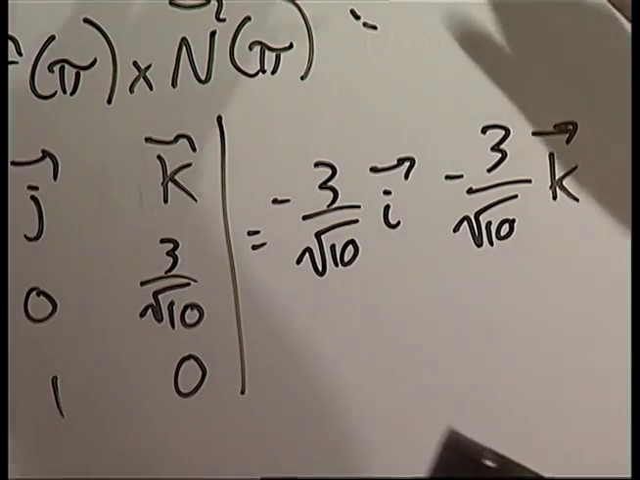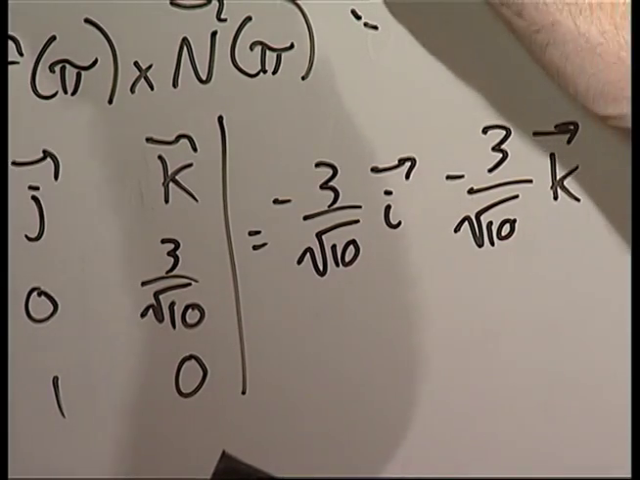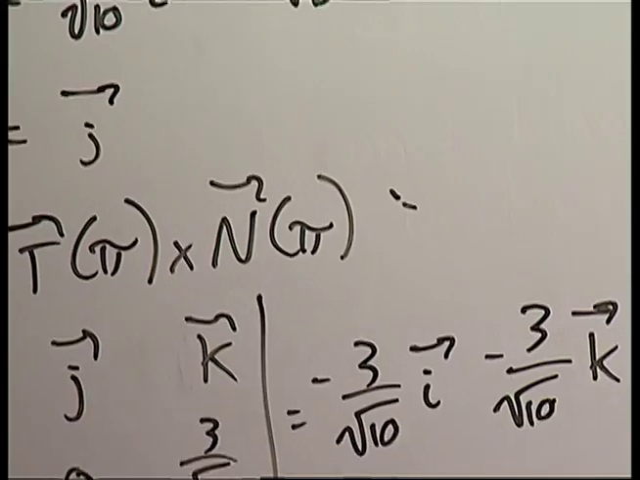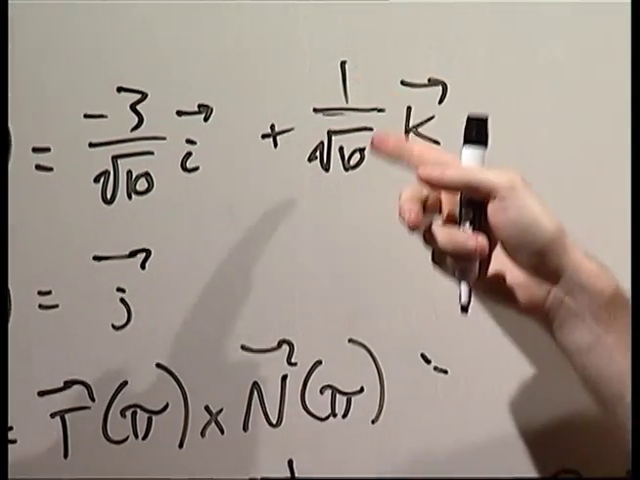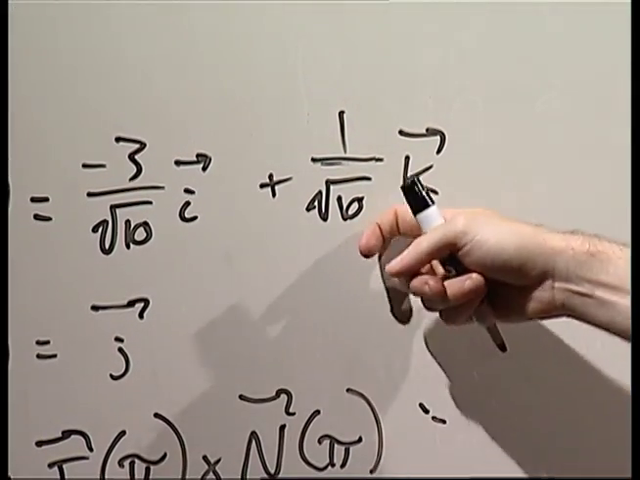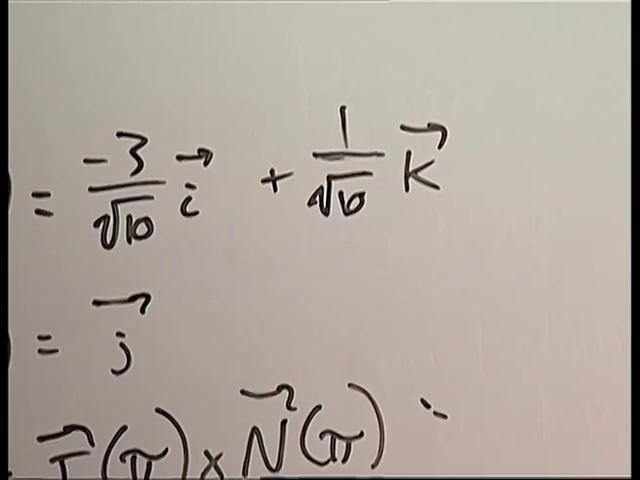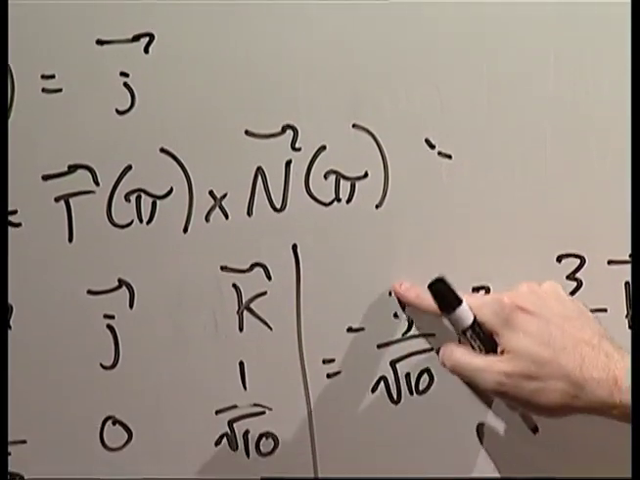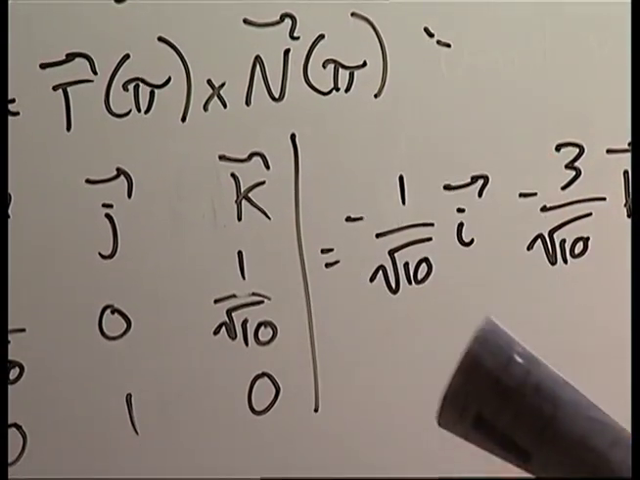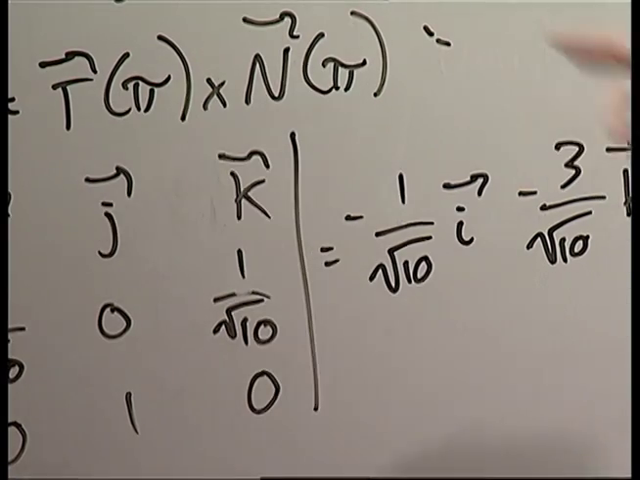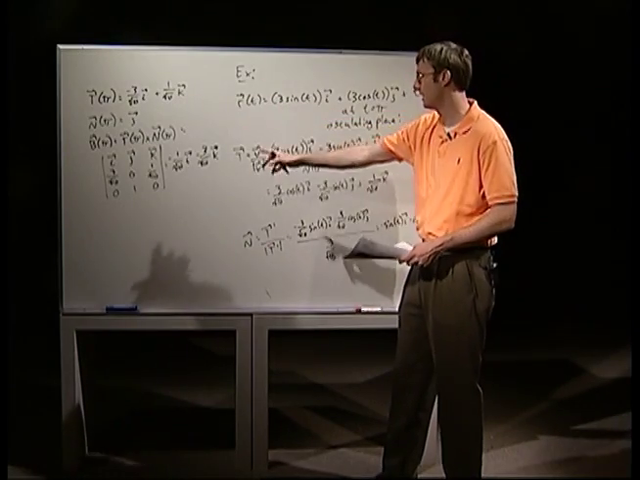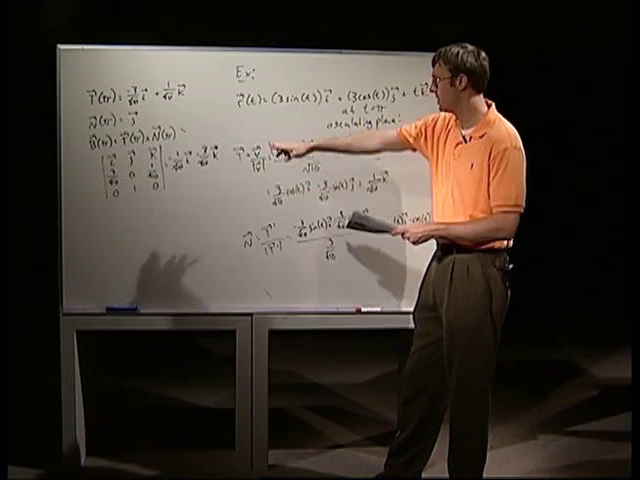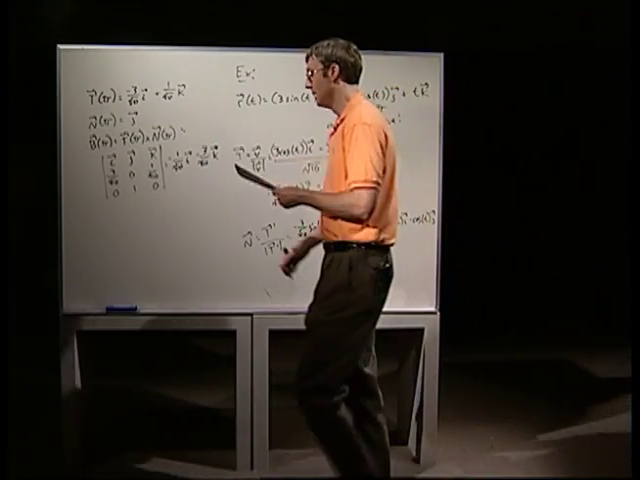Oh, I see my problem. I made the same mistake twice. So I corrected it once over here, but I still need to correct it over here. This is 1 over root 10. This is 1 over root 10. So this is 1 over root 10. Okay, now we're in good shape. So everything through here has been 1 over root 10. We've corrected that all the way through. This is the correct cross product that we want.